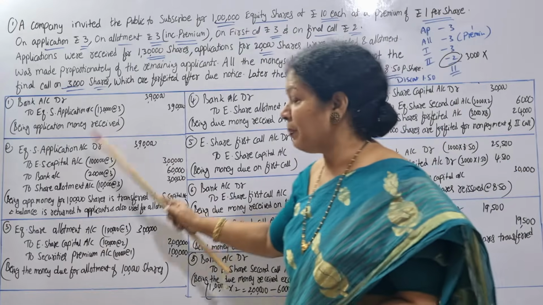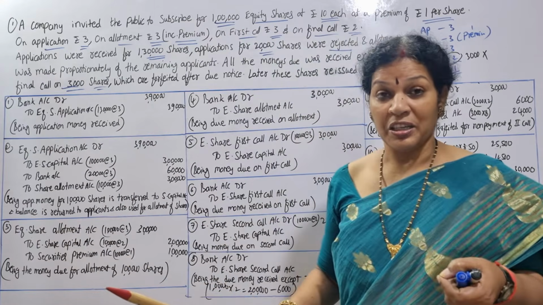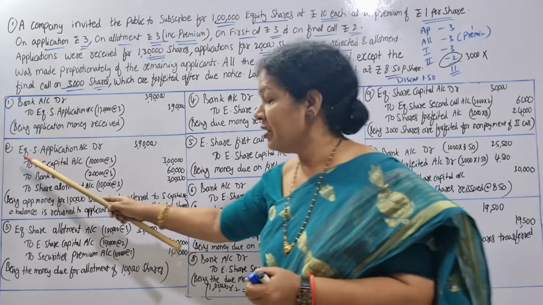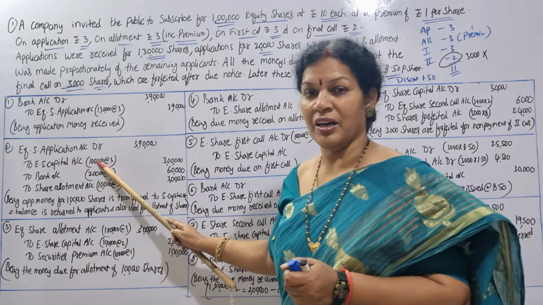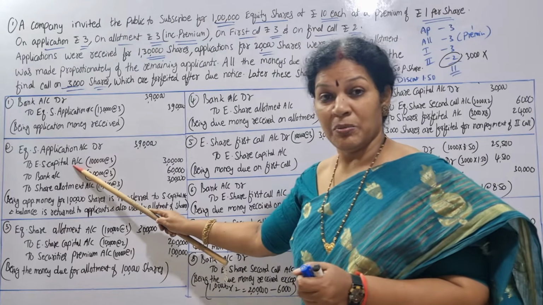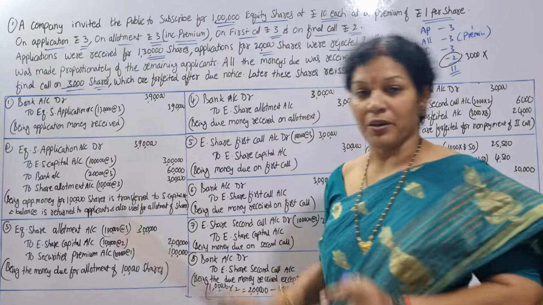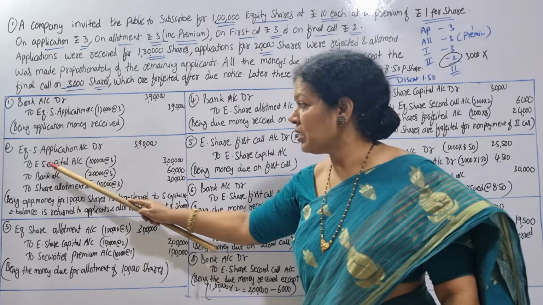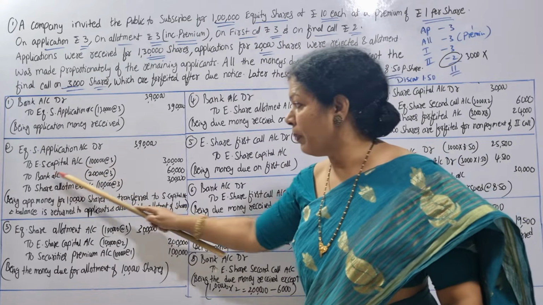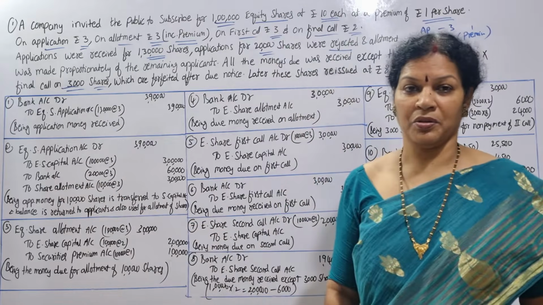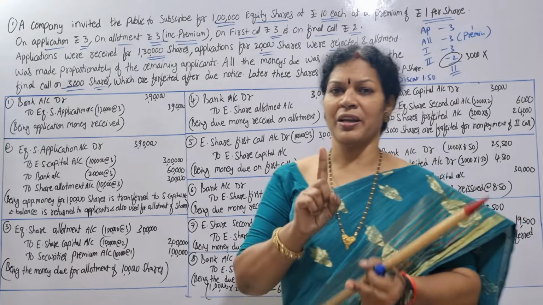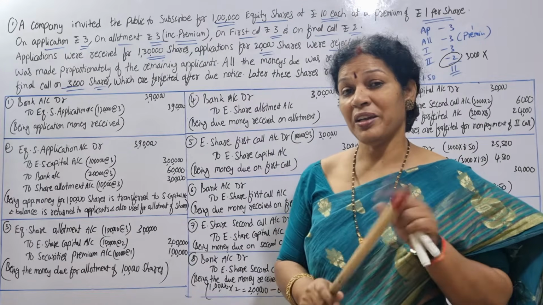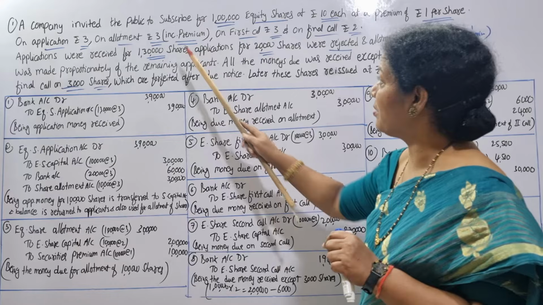Now in the application entry, we are going to adjust the oversubscription. How do we do that? Equity share application account attached to equity share capital account, to bank account, to share allotment account. Here actually it is 1 lakh only. 30,000 we got extra. How much are we refunding? 10,000 we are refunding. They said that.